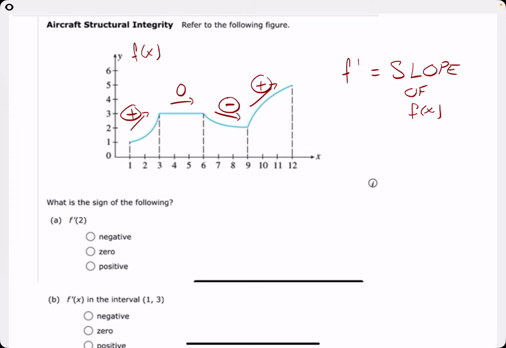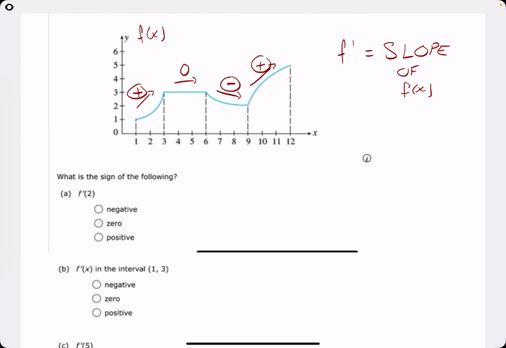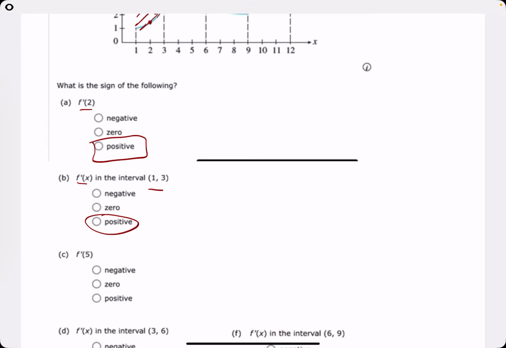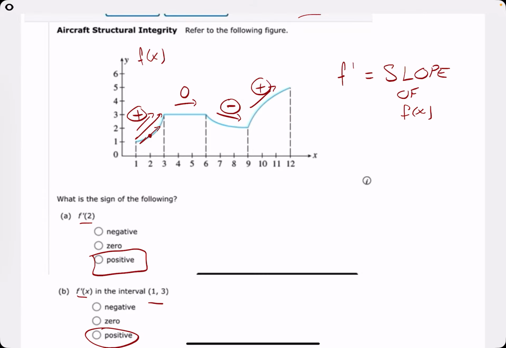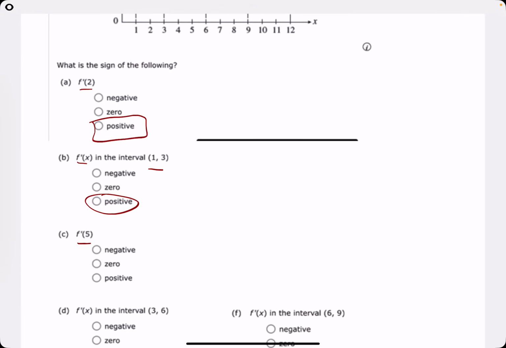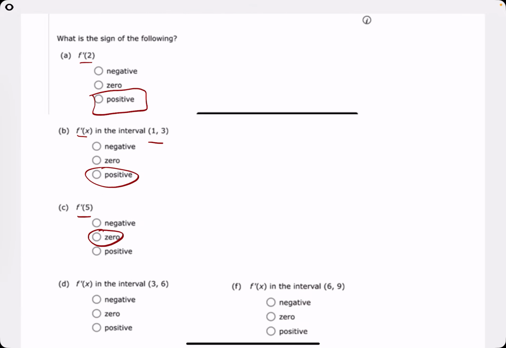So where the slope is positive, f prime is positive. Where the slope is 0, f prime is 0. Where the slope is negative, f prime is negative. Here we go. F prime of 2, that is right here, so the slope right there is positive. F prime on the interval 1 to 3, that whole interval has a positive slope, so f prime is positive. F prime of 5, right at 5, that's where the 0 slope is, so f prime is equal to 0.